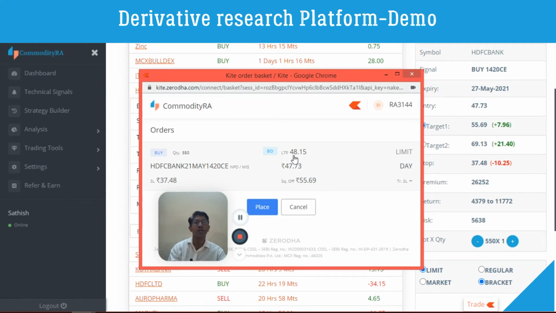Sometimes the LTP may be too high compared to the derived option price. That means, as we told, our price is mostly affected by implied volatility. The volatility is so high, that is the reason the prices are high. So when the difference is so huge, it is better not to go with such an option trade.